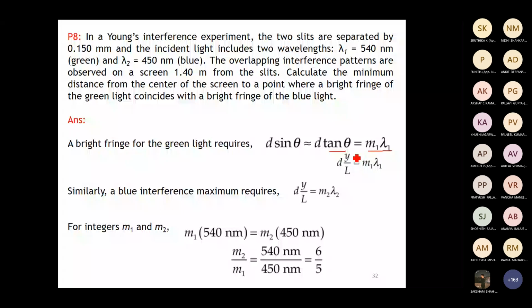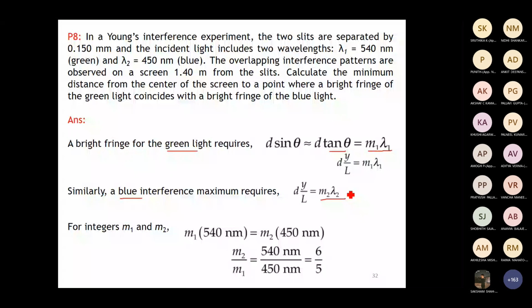That is lambda 2. So for our convenience, we differentiate with respect to green as m1 lambda 1 and for the blue as m2 lambda 2. Since the slit separation and slit-to-screen distance are all constant, not varied in the experiment, and only the wavelength is varied, this remains the same. So equating this, you will get the ratio m1 by m2 or m2 by m1 as 6 by 5. From there, has anyone got the answer?